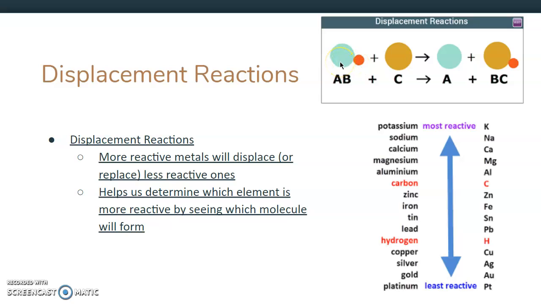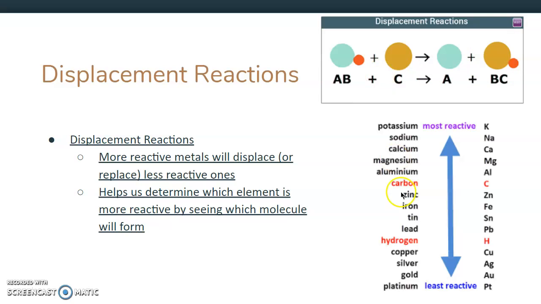Let's do a different example. Sodium chloride, let's use salt and potassium. So sodium chloride is going to be our AB. Our C is going to be potassium. Since potassium is more reactive than sodium, we would get a sodium molecule and then we would get a potassium chloride molecule over here. So we would get a new salt formed.